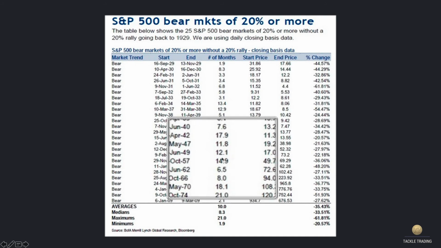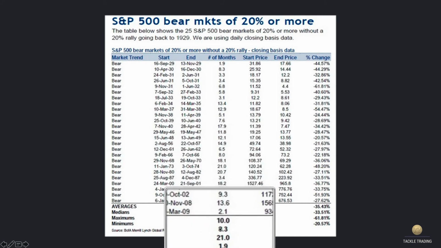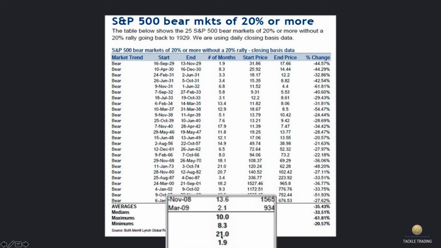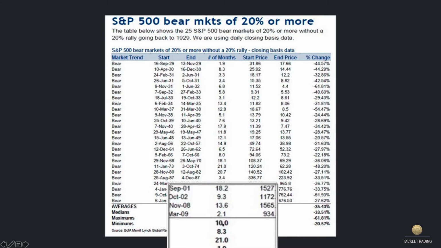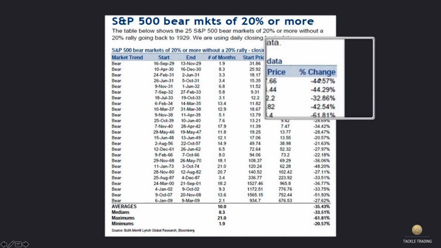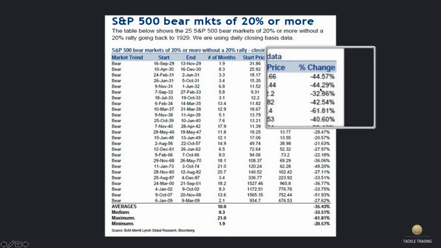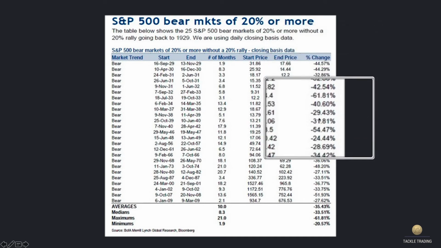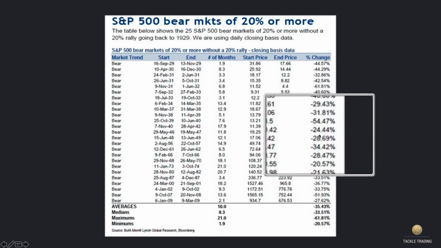And so the median is around 8.3 months. The maximum is 21 months. The minimum is 1.9 months. The average is 10 months. And you can look at the percent crashes. Again, you can see them ranging: 44, 32, 61, and so on and so forth.